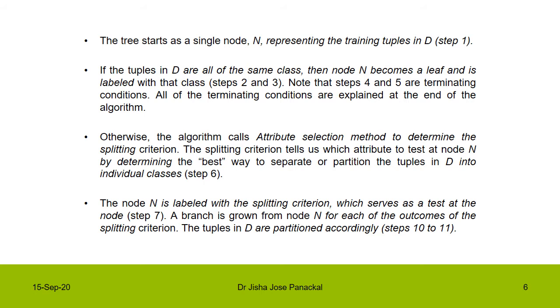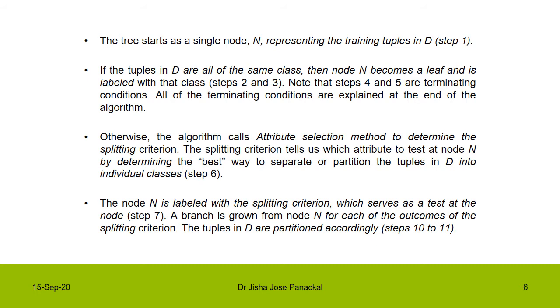Otherwise, the algorithm calls the attribute selection method to determine the splitting criterion. The splitting criterion tells us which attribute to test at node n by determining the best way to separate or partition the tuples in D into individual classes. We will see what is the meaning of this splitting criterion and all. The node n is labeled with the splitting criterion, which serves as a test at the node. A branch is grown from node n for each of the outcomes of the splitting criterion. The tuples in D are partitioned accordingly.